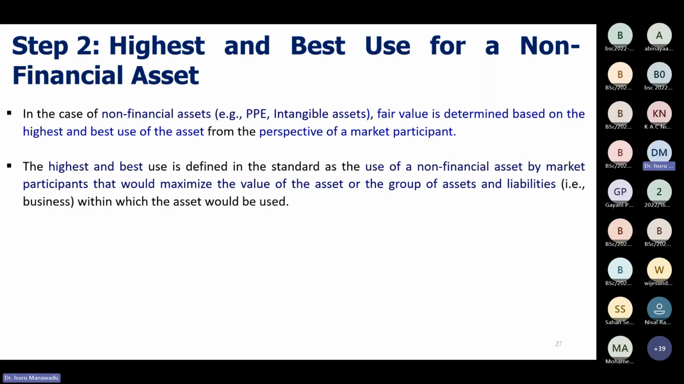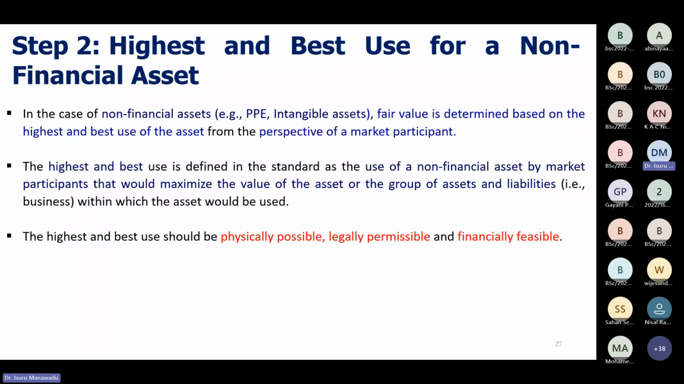Now read this highest and best use. Use of the non-financial asset by market participants that would maximize the value of the asset or group of assets within which the asset would be used. If we use this particular asset, how can we maximize the value? There are alternatives to maximize the value, so we need to identify that. Through that, we can identify the highest and best use. Highest and best use should be physically possible, legally permissible, and financially feasible.